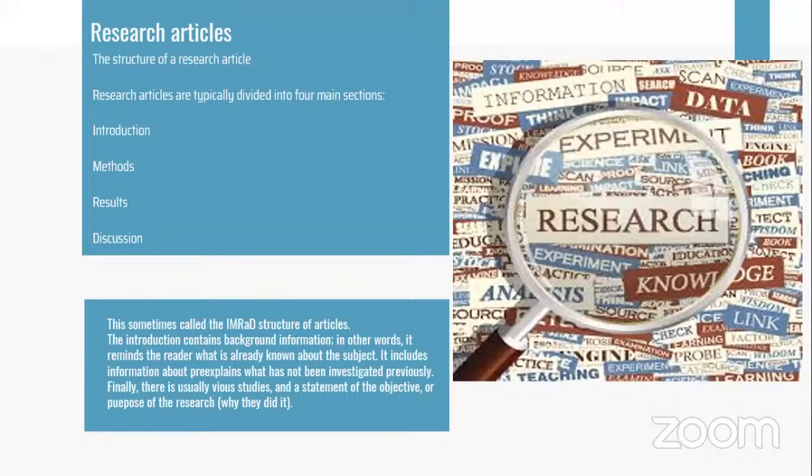The introduction contains background information. In other words, it reminds the reader what is already known about the subject. It includes information about what has not been investigated previously. Finally, there is usually a statement of the objective or purpose of the research, why they did it. Okay, thank you so much.